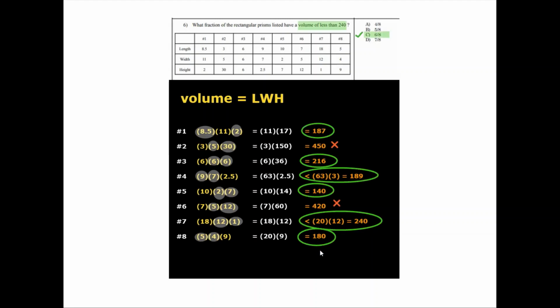So doing those with those little speed tricks, you'll see that 6 of the 8 prisms satisfy the architect's condition that the volume is less than 240. The correct answer was C.